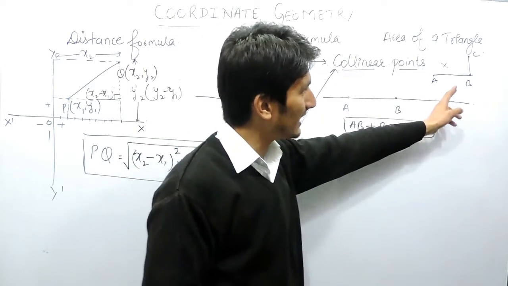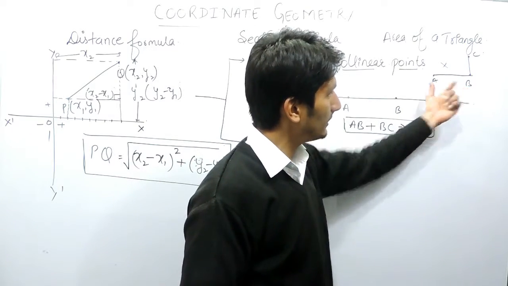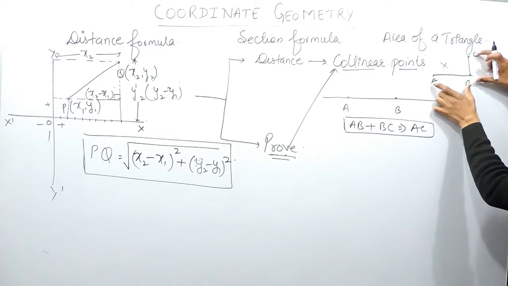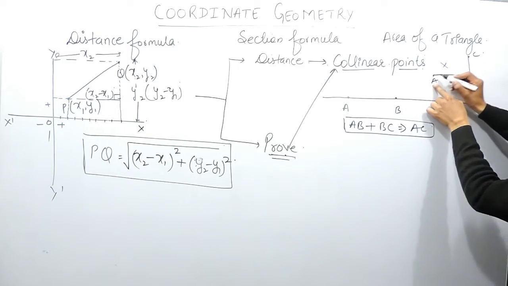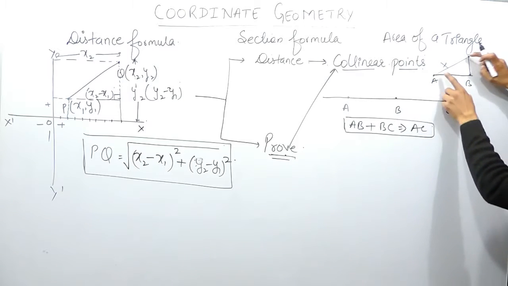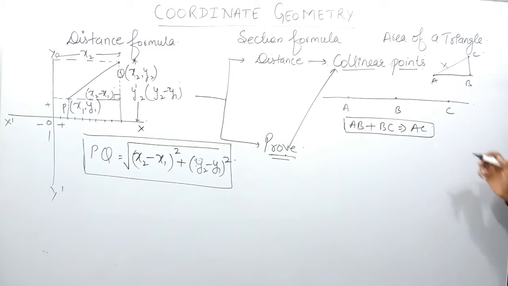Because in this case, if they are not collinear, the sum of AB and BC is not equal to AC. The sum of this and this will not be equal to AC here. So this is the case when you have to prove collinear.